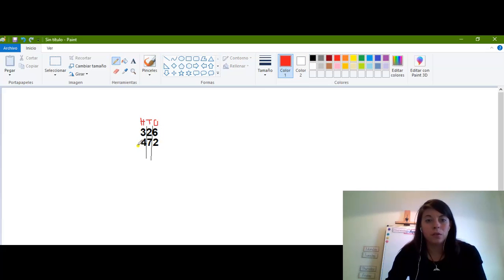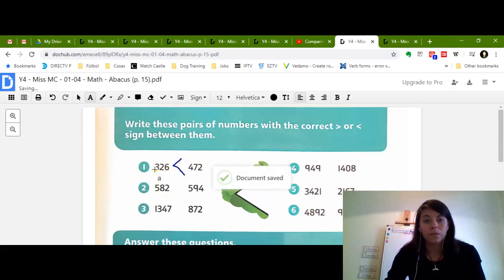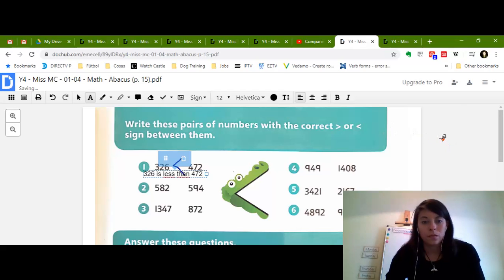Now I start with the left. Which is bigger, 4 or 3? 4. So 472 is greater than 326. So what symbol do I have to use here? Where does the crocodile face? Now, let's do it this way. According to the video, the mouth faces the bigger number. And how do I read it this way? I'm going to write it here. 326 is less than 472. Okay, are you following me? I hope that you are.